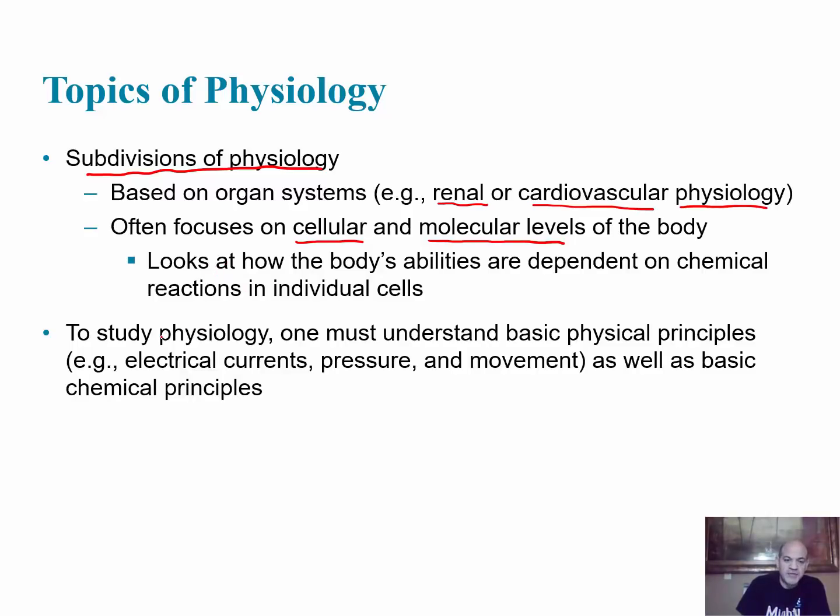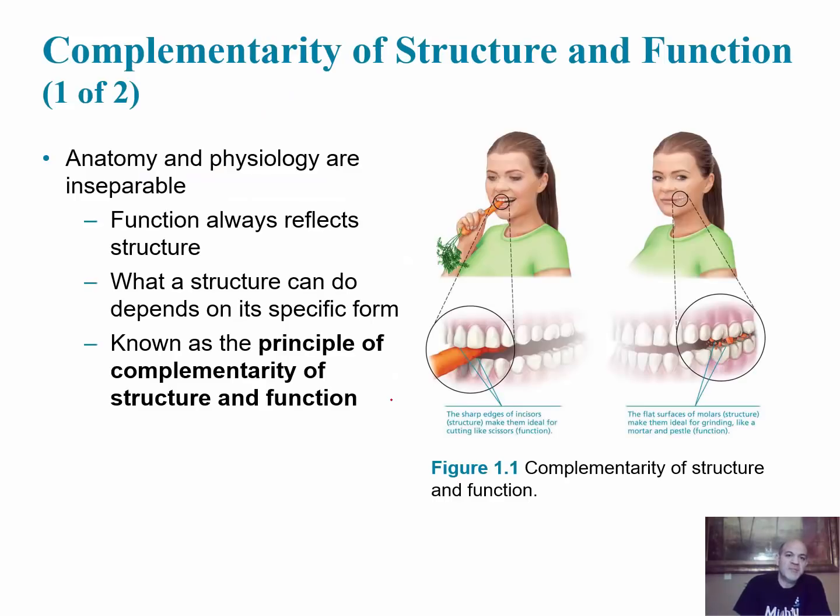So if you're going to study physiology, it's going to require some knowledge of physical principles, the physical sciences. You're going to need to know a little bit about electricity, pressure, and movement. You're also going to need to know some chemistry and chemical principles to adequately study physiology. So in the very next chapter, we're actually going to be covering some chemistry. And then there's complementarity of structure and function. That's to say that basically structure and function can't be separated. If you're going to understand how structure functions, then you need to know the anatomy.